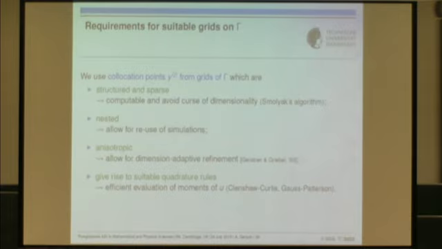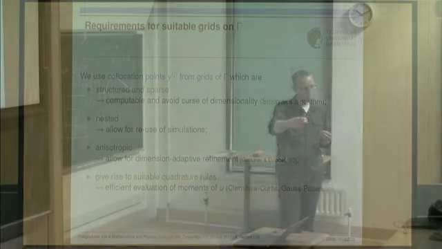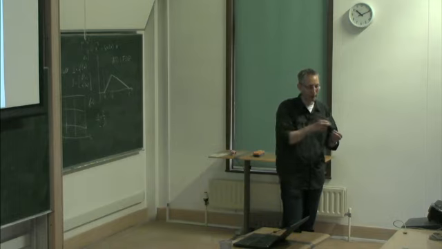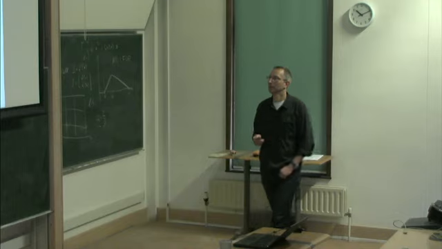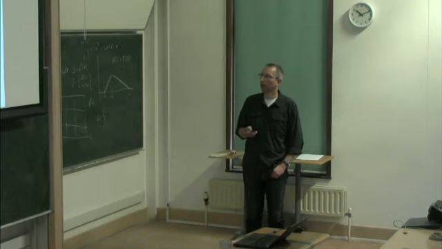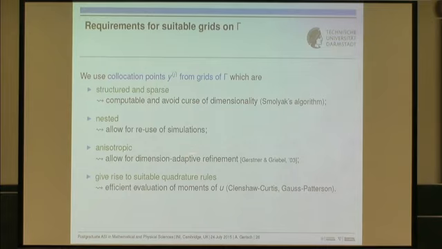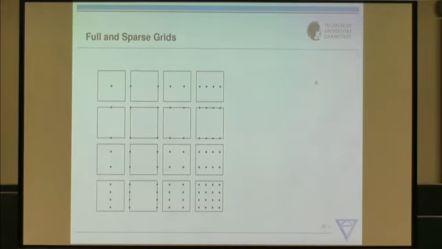And the grids which we construct, if we have one set of collocation points and decide we need more, then we nest them. So we can reuse all the simulations we've had before to get a better interpolation function. We also use anisotropic grids, and they allow for dimension adaptive refinement, so we can refine more along the direction of one parameter, because that parameter might have a stronger influence as compared to the direction of another parameter. That also saves, again, on model evaluations. And we choose our collocation points such that we can easily evaluate the moments of u, so the mean and the variance are easily available, even in analytical form here.